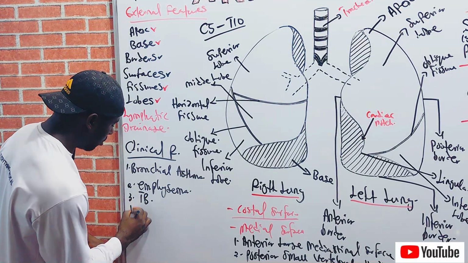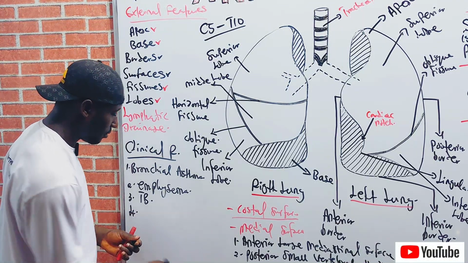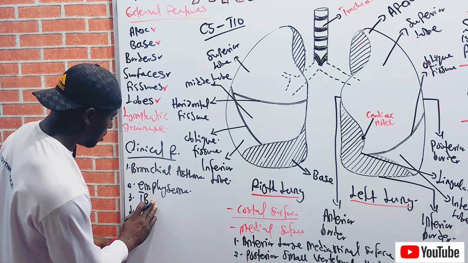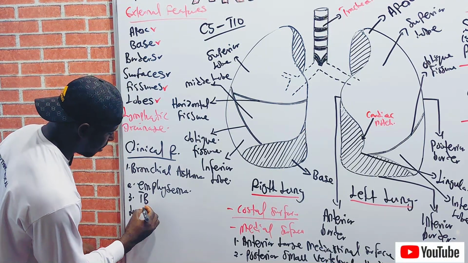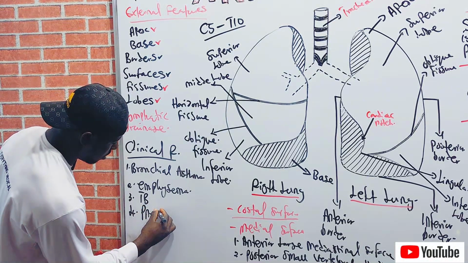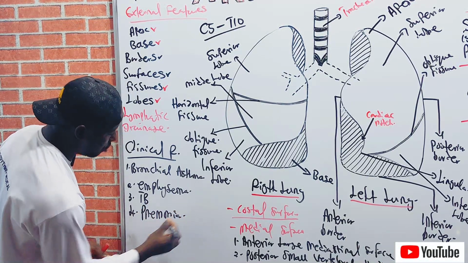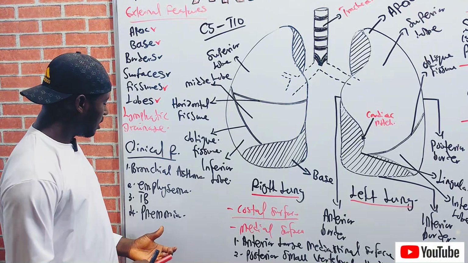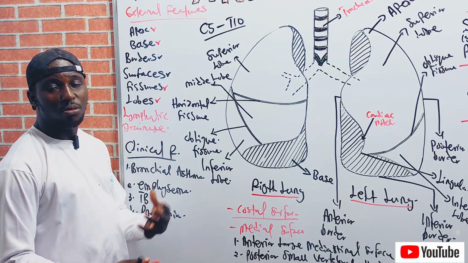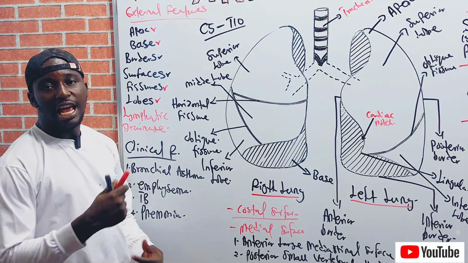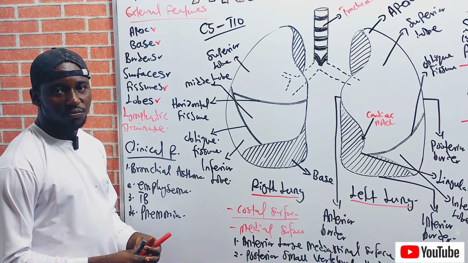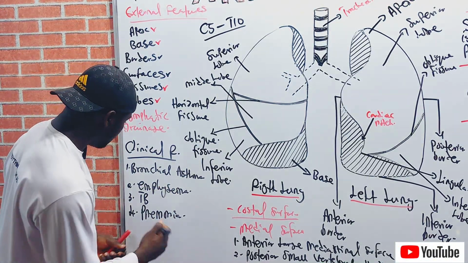The number four is pneumonia. Pneumonia, you get. And pneumonia simply means what? Accumulation of air on the lungs.